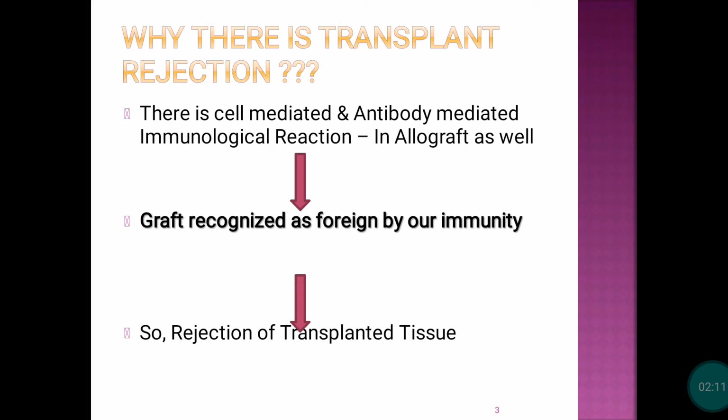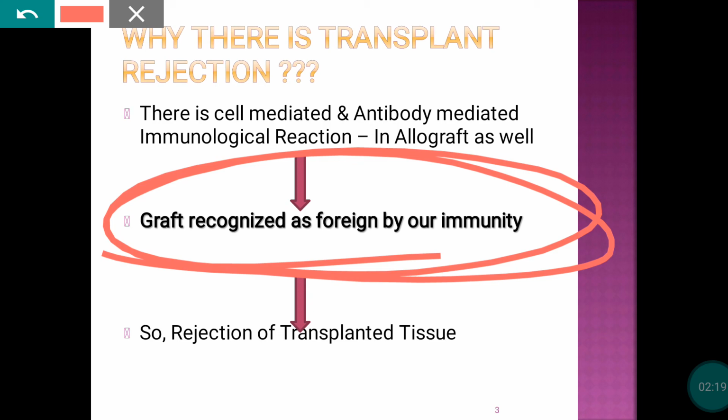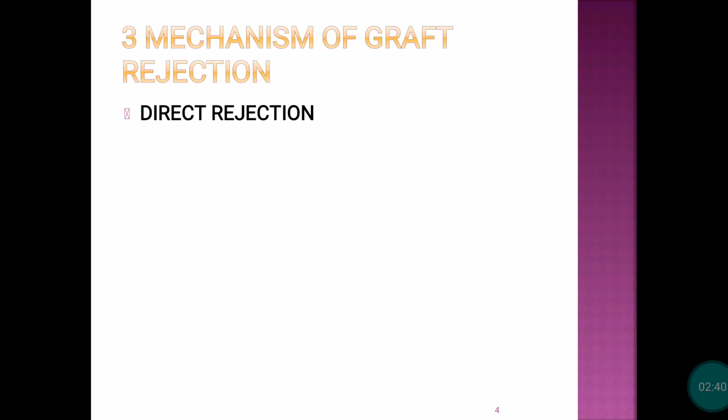Now you might question why such transplant rejection happens. That is because the graft is recognized as foreign by our immunity, so cell mediated and antibody mediated immunological reactions will happen. Cell mediated and antibody mediated immunity will be activated, and that will lead to rejection of the transplanted tissue. So that is the basis of transplant rejection: the graft is recognized as a foreign body.